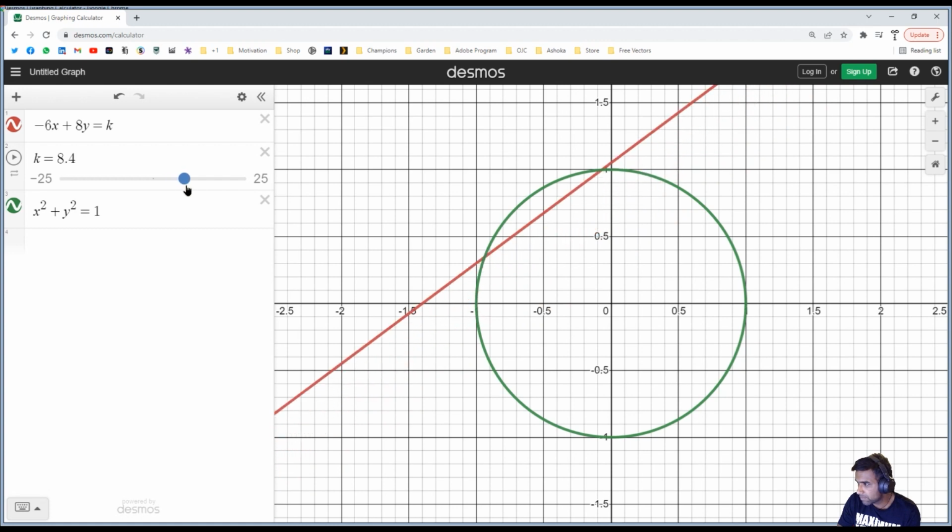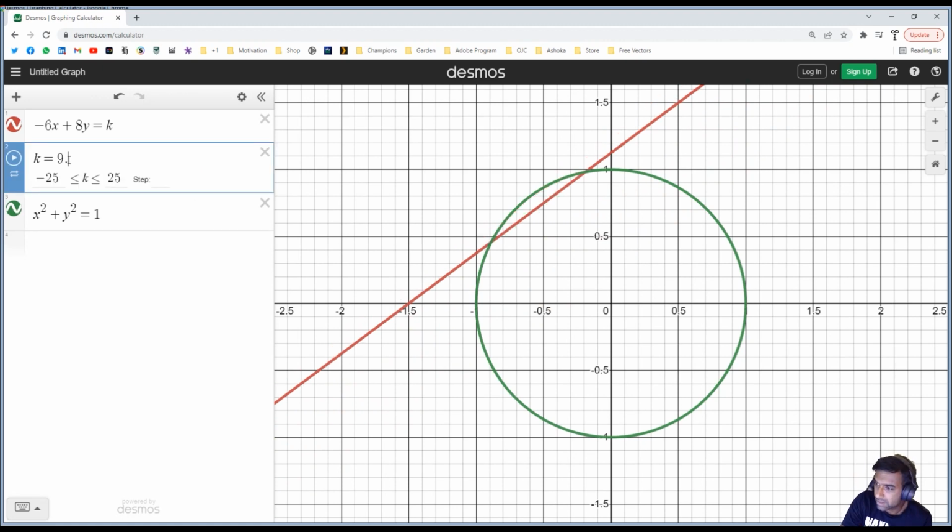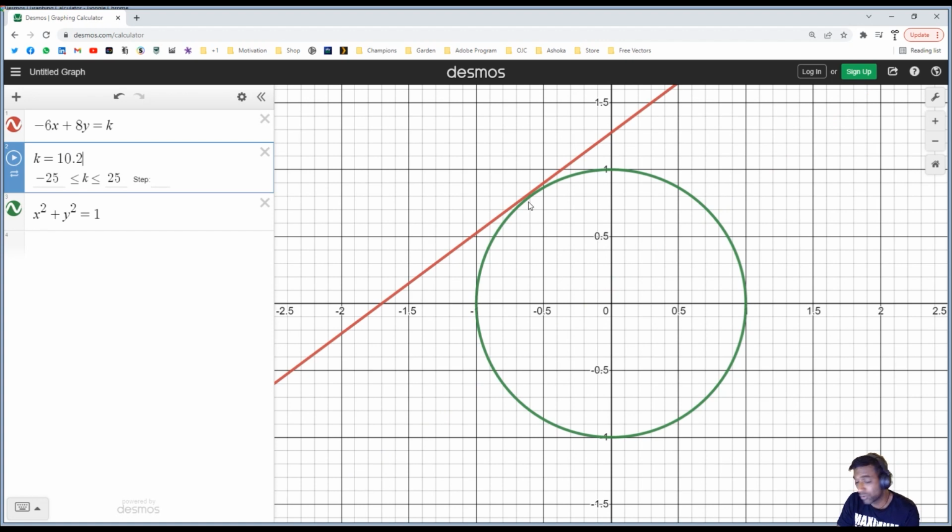At some point, around there, maybe 10.2, I'm just going to roughly guess it because I know I might be off. I'm not really accurate, but you get the idea. Somewhere between 10.2 and 10.1, there is an intersection like this, where the red line is touching the green circle.